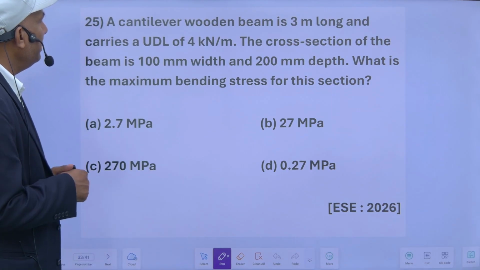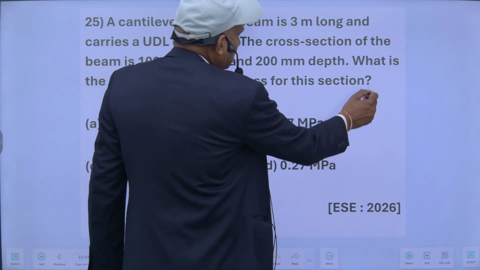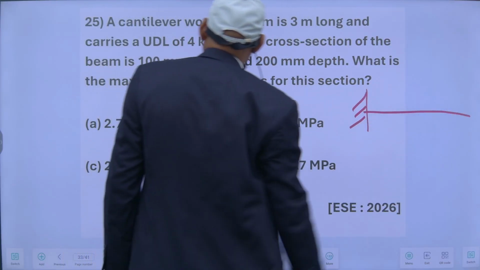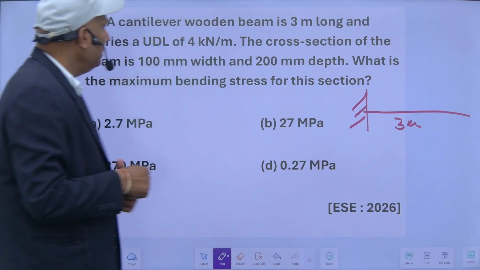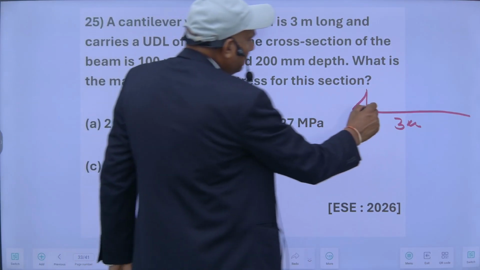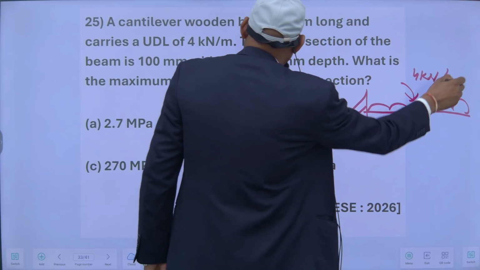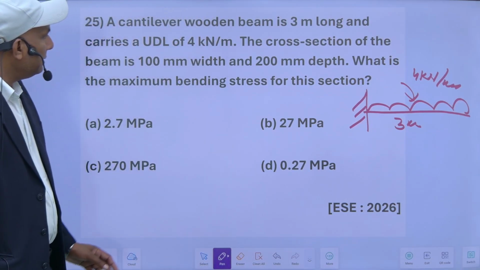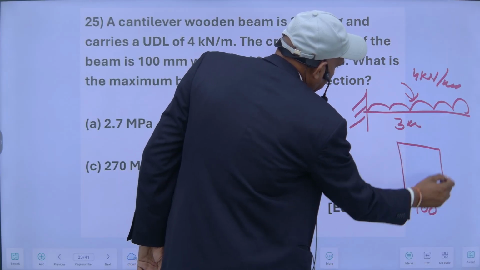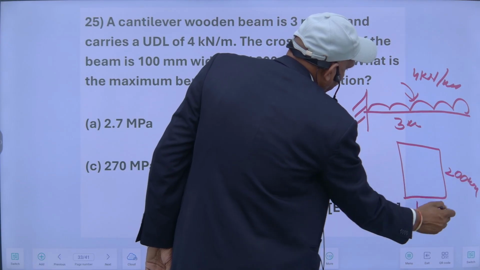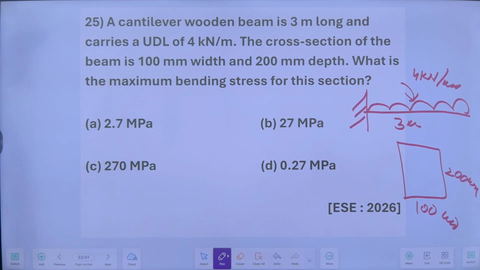A cantilever wooden beam is 3 meter long and carries a UDL. This is a cantilever. Its span is 3 meter and it carries a UDL of 4 kilonewton per meter. The cross section of the beam is this one. What is the maximum bending stress for this section?